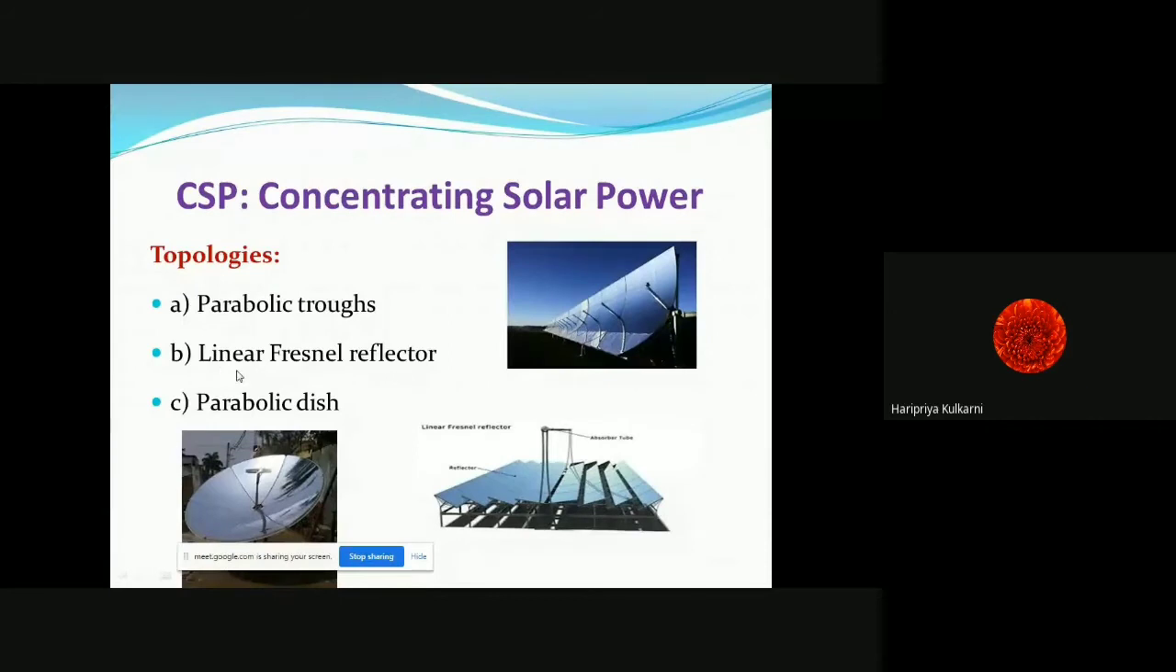Okay. The second one is a linear Fresnel reflector. So this is a linear Fresnel reflector where multiple solar reflectors, multiple mirror reflectors are used, and there is an absorber at the center wherein we are focusing all the solar radiations falling on it.